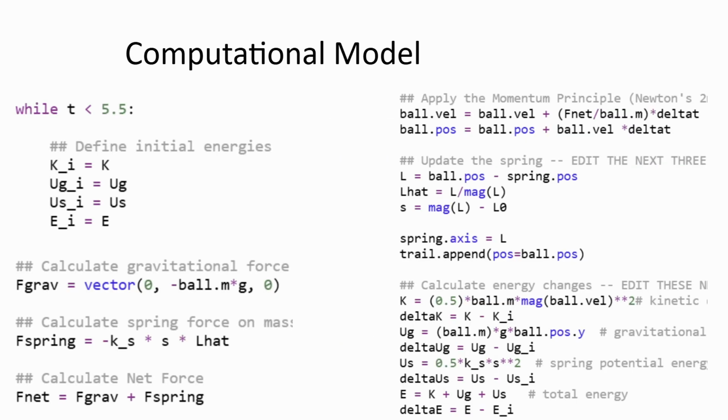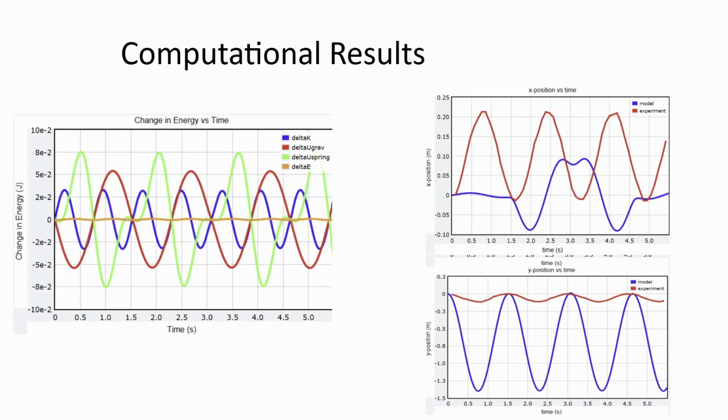I used the provided GlowScript starter code, modifying it to read my CSV file containing X and Y position data. I updated the force and energy calculations to match the physical setup. The model computed motion step by step using small time intervals to ensure accuracy. Now, here are the results of the computational model.